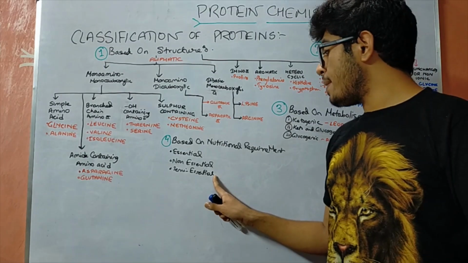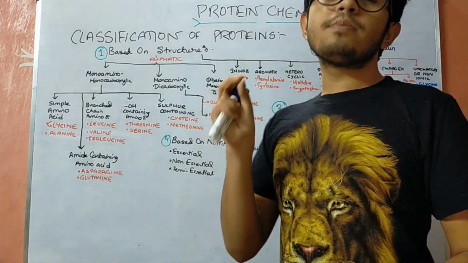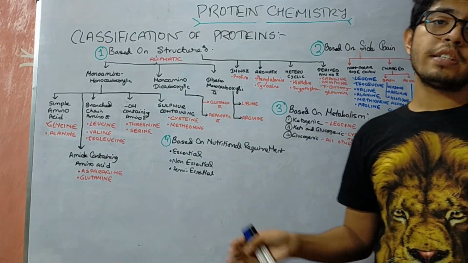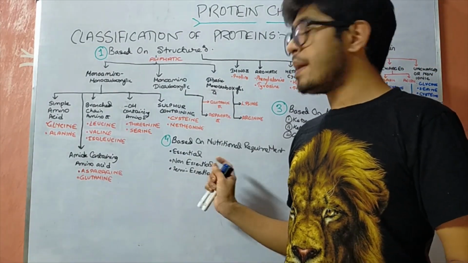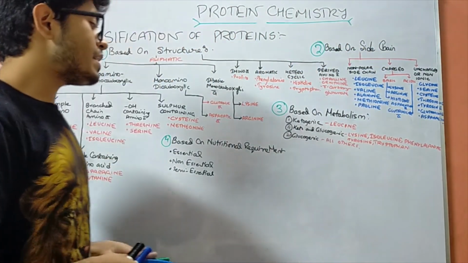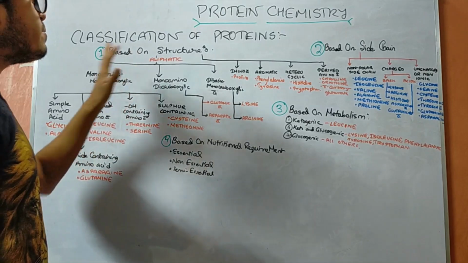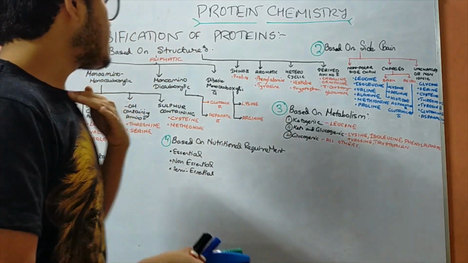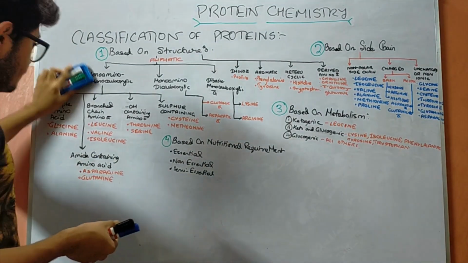And we have the semi-essential amino acids, which are required in small amounts in children, and in adults, as life progresses, we do not require them anymore. The semi-essential amino acids include mostly arginine and histidine. So this is more about the classification of proteins. Now let's come to the properties of proteins.